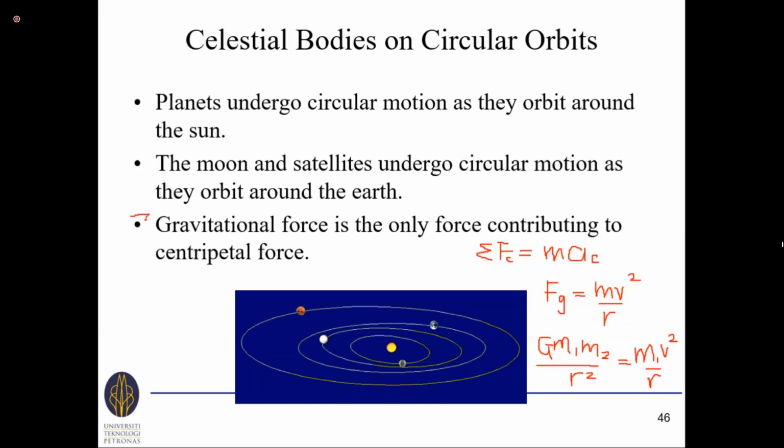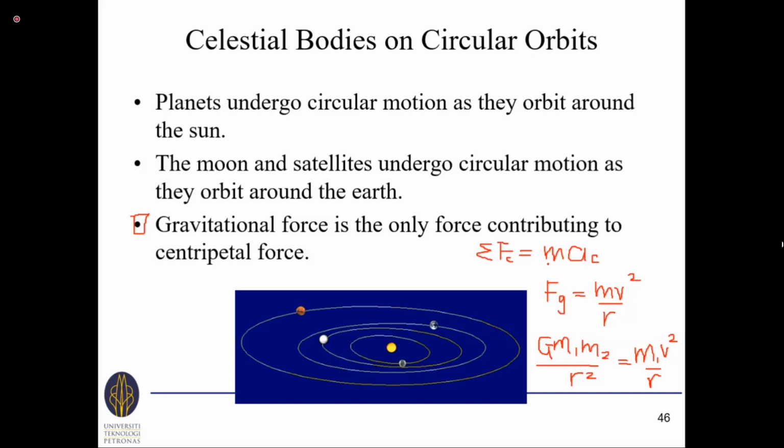So look at this statement. Gravitational force is the only force contributing to the centripetal force. How does this happen? Because you don't have any other forces. You don't see strings between the planets. There are no other forces. So the only force that holds them together is what you call gravitational force.